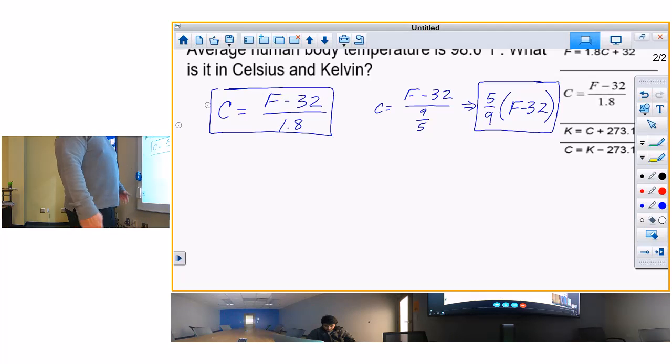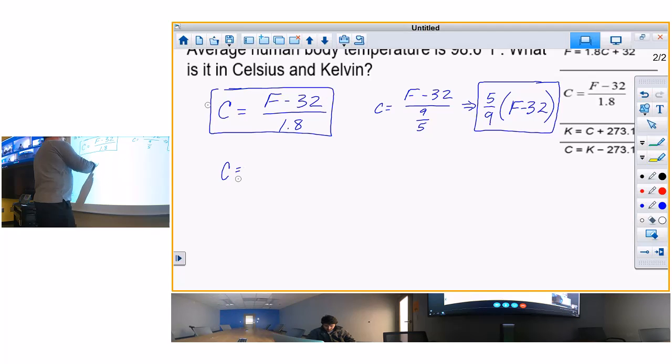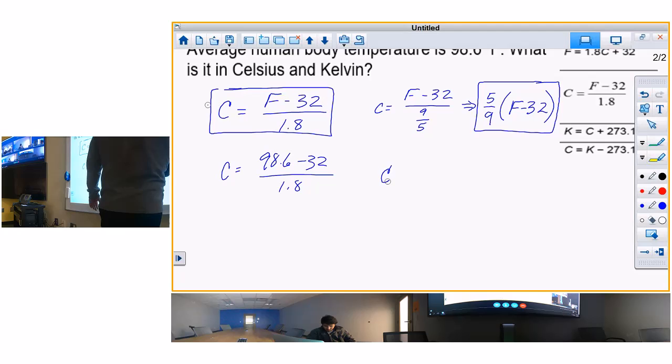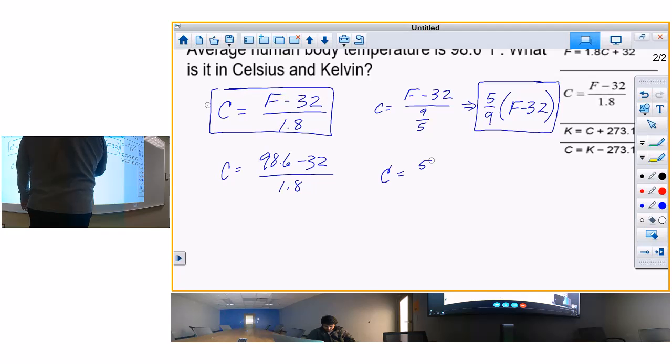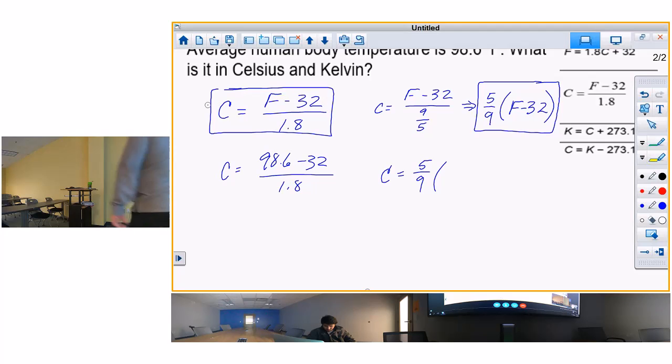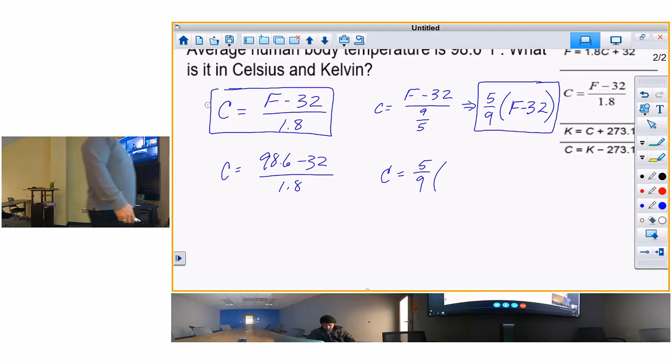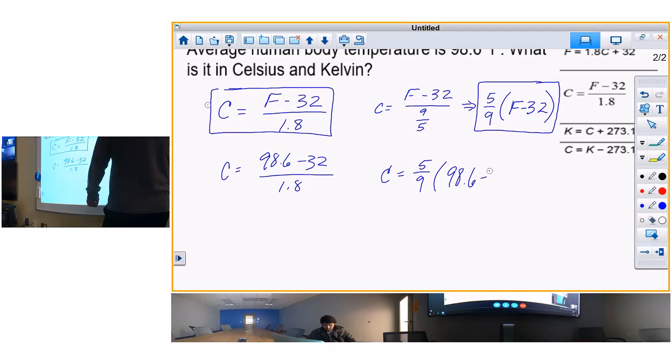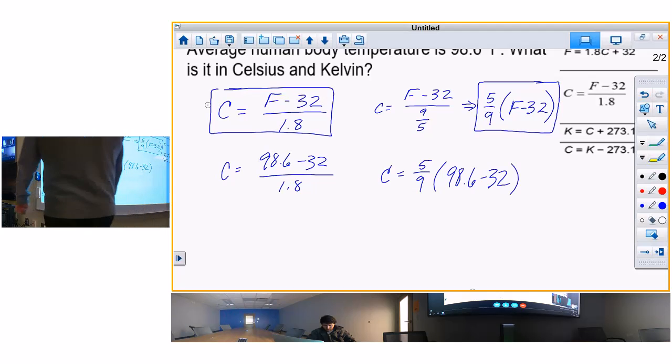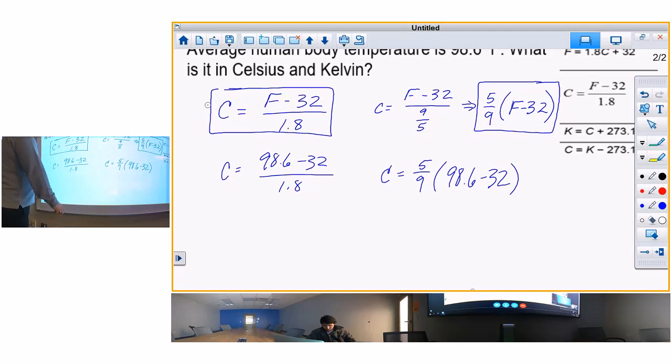The main thing is, what are we going to plug in? This is 98.6. So C is equal to 98.6 minus 32 over 1.8, and C is equal to 5/9 times 98.6 minus 32. Okay, I'm sorry. 98.6 minus 32. And here, what's 98.6 minus 32?